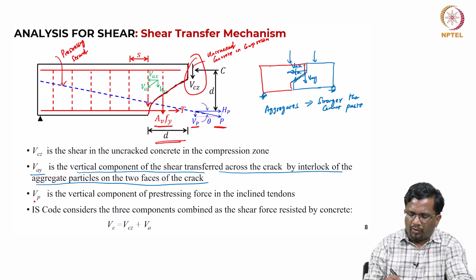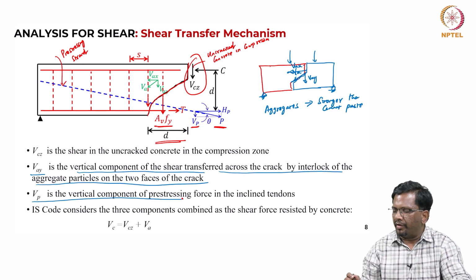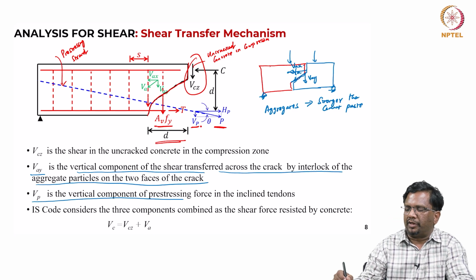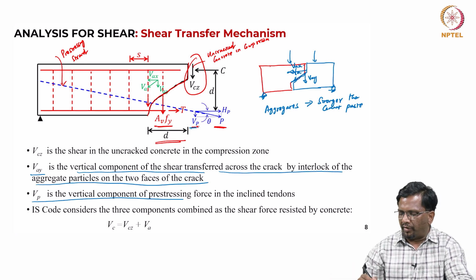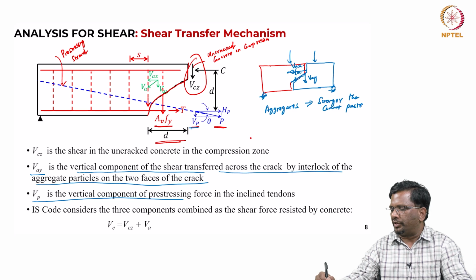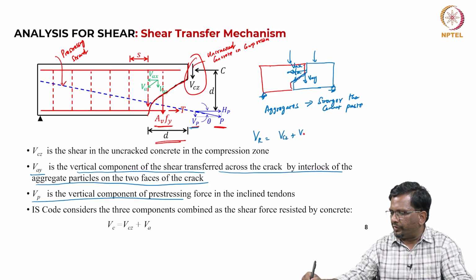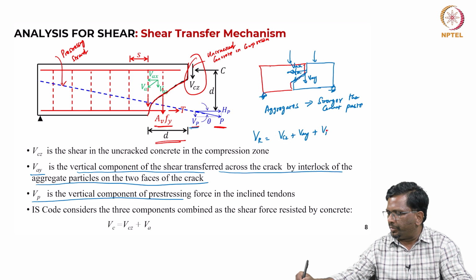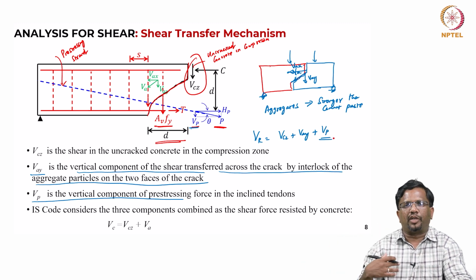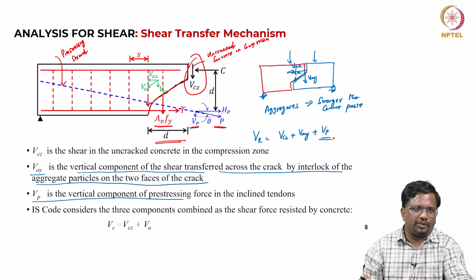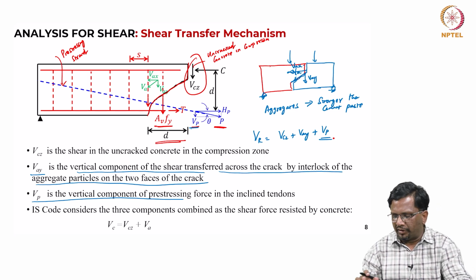Now, there is also one more component called VP, which is the vertical component of the pre-stressing force. You see here, this is what we are saying, VP. So, if you sum this up, the total shear resistance is VCZ plus VAY plus VP. Now, the vertical component of the pre-stressing is also helping me in resisting the shear. Okay, these are the things.